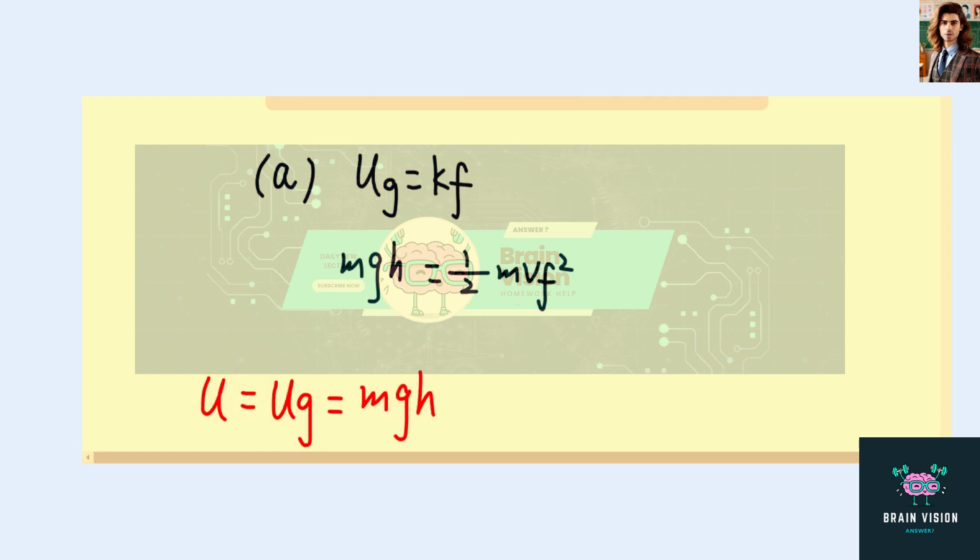Due to the energy conservation law, the gravitational potential energy is equal to the final kinetic energy. Therefore, we have mgh equal to 1/2 m v final squared. So the total energy of the system is equal to either the initial gravitational potential energy or the final kinetic energy.